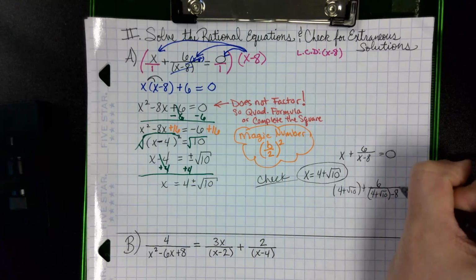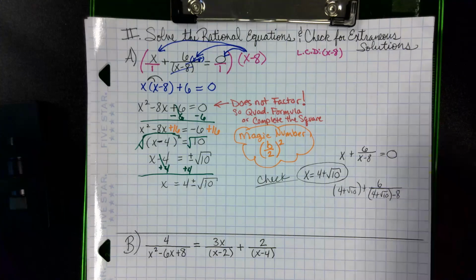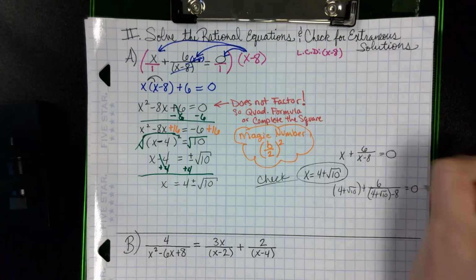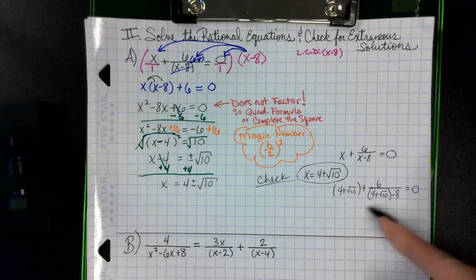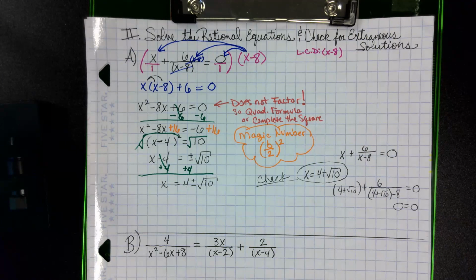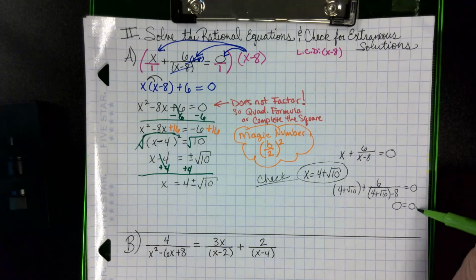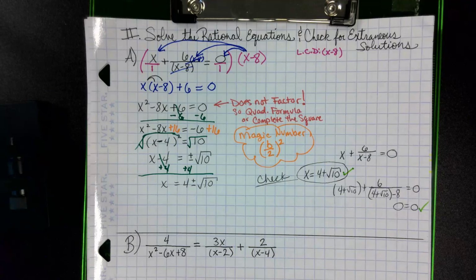When you type this in your calculator, you have to make sure you have all your parentheses and all your values in the right spot. And it says this equals 0. So when I type it in, I end up getting that 0 equals 0. And yes, 0 equals 0, that's true. So this one checked. The positive version checks. Then you have to check the negative version.